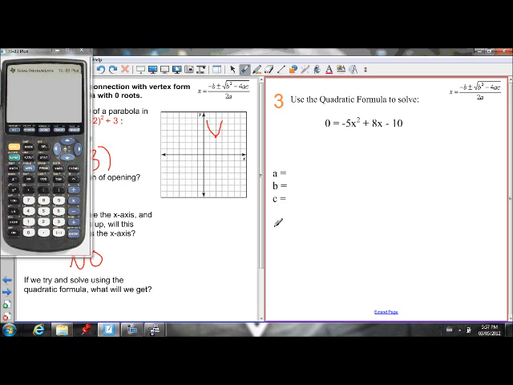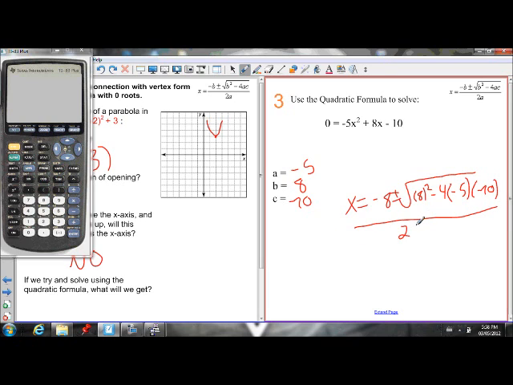Well, let's find out. Here's our quadratic in standard form. Oh, nice, it's already set equal to 0 for us, so we don't have to do anything. Our a value is -5, b is 8, c is -10. Plug all that into our quadratic formula. x equals -b, so -8, plus or minus the square root of b squared, 8 squared, minus 4 times a times c, which is -10, all over 2a, 2 times -5.